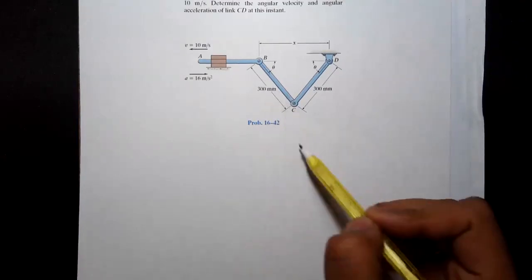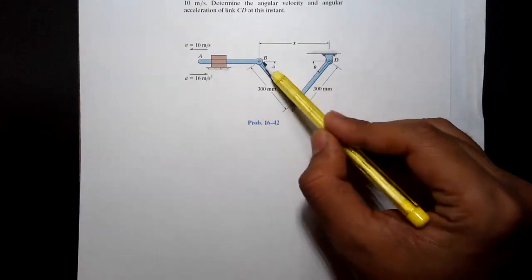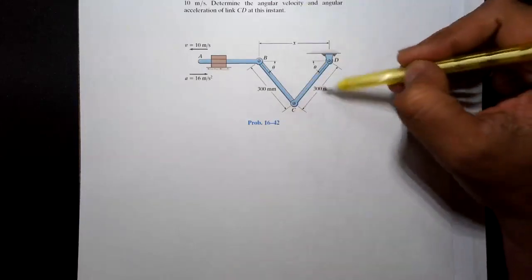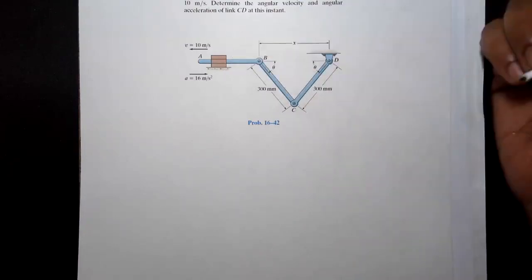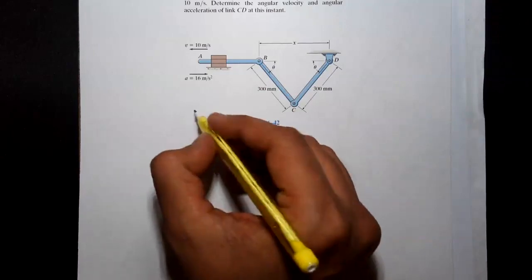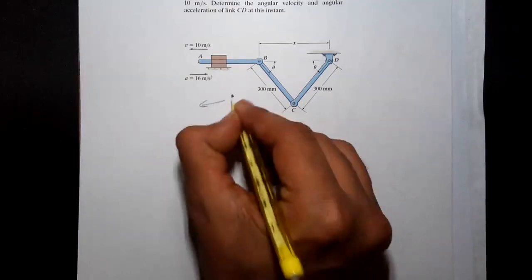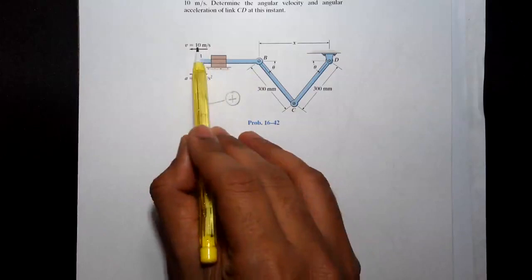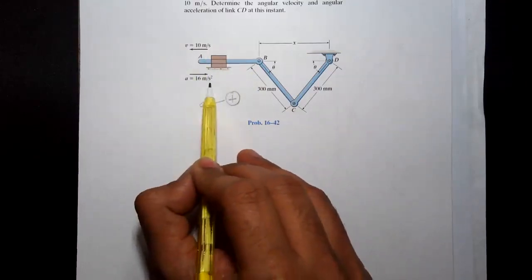This is a slider crank mechanism where link CD is the crank and link AB acts as a slider. This is general plane motion because link CD undergoes rotational motion while link AB undergoes translation. For this problem, we define that anything going left is positive. That means the velocity of link AB is positive, but acceleration is negative because it's going right.